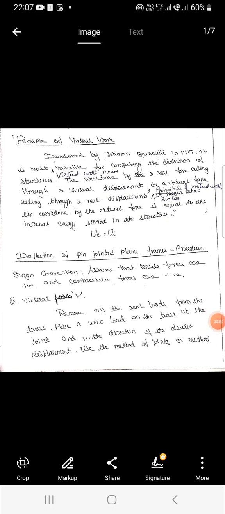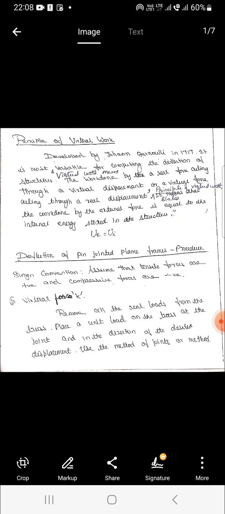Good morning, students. This is a topic which I couldn't cover in class, so I'm telling it here. This is deflection of pin jointed plane frames. We've seen the procedure of method of joints to find the member forces in a truss or a pin joint frame. Here we'll see how to find the deflection.